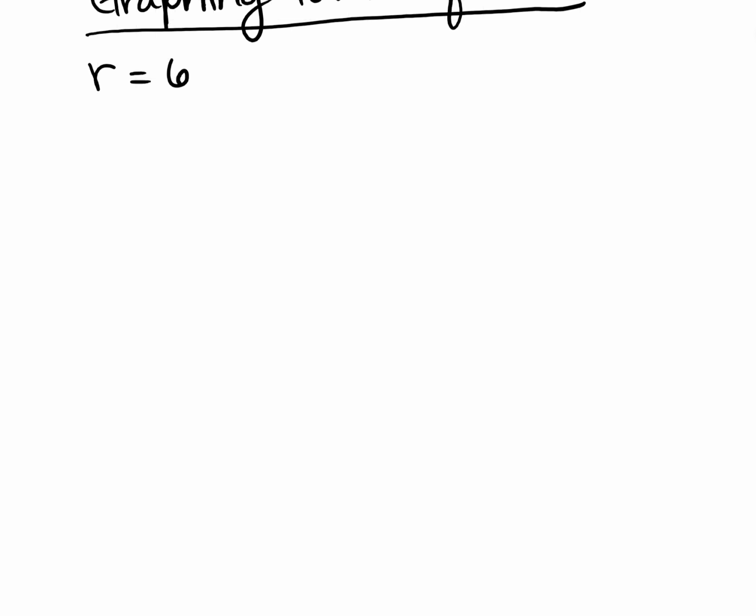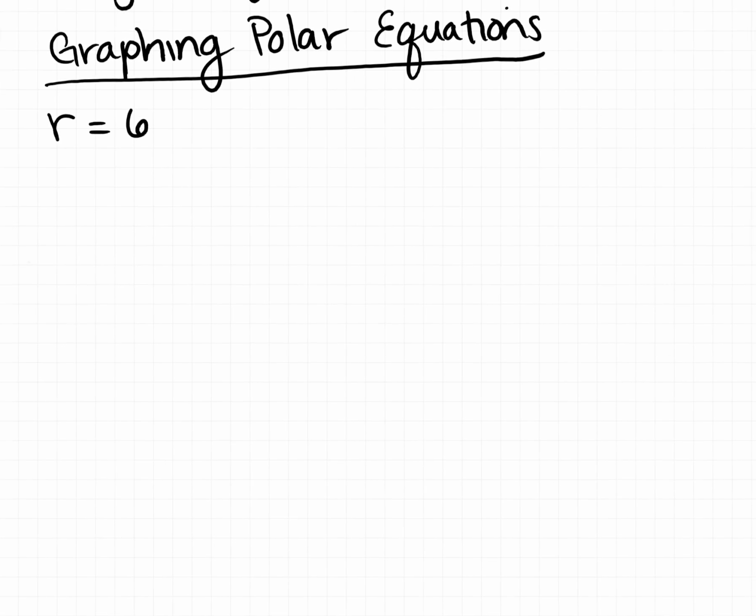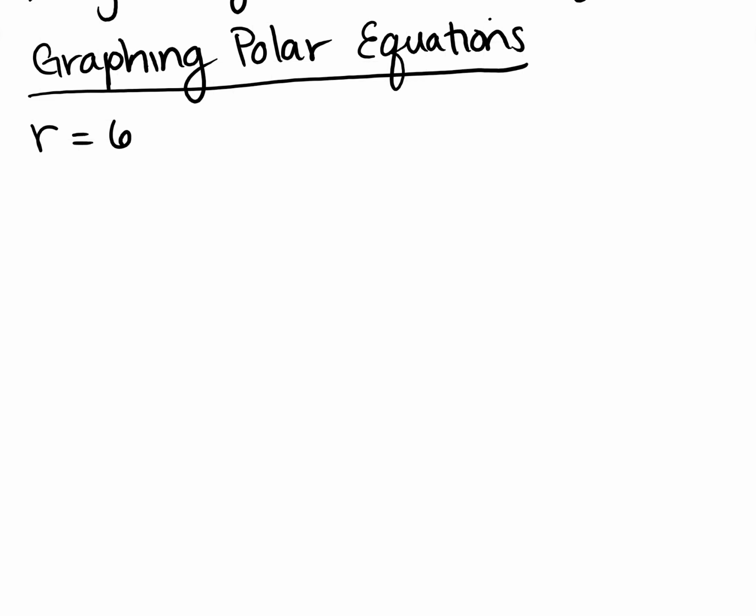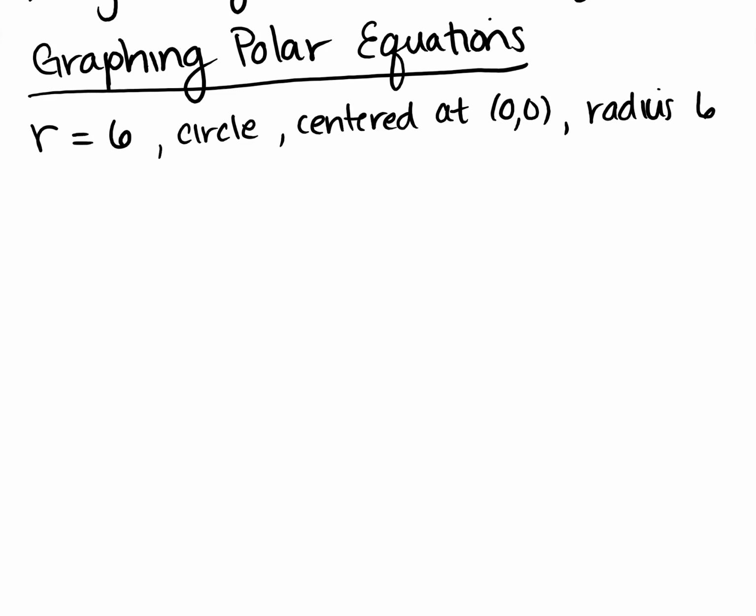Whoa, sorry. My book just about fell off the desk. We know that x squared plus y squared equals 36 is a circle of radius 6 centered at the origin. So this is a circle, right? Centered at the origin, 0, 0 with radius 6. That's the description of this.